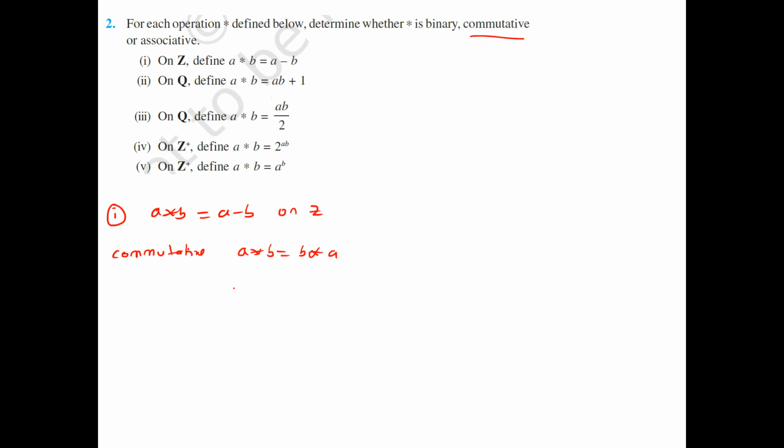According to this property, what about this one? A star B means A minus B. And what about here? B minus A. Now let A minus B stay as it is. What is B minus A? I'll take minus common, then minus of A minus B. Here a positive quantity and here a negative quantity. Both are not equal. So what is the conclusion here? Star is not commutative. This is the commutative condition. Next, how to check the associative.